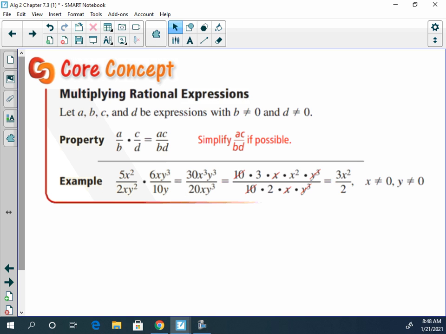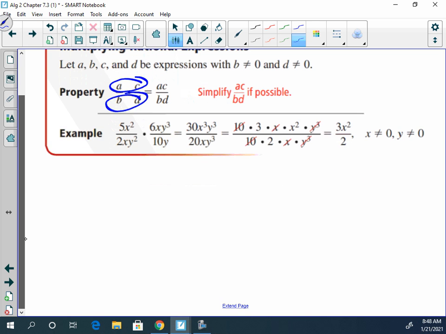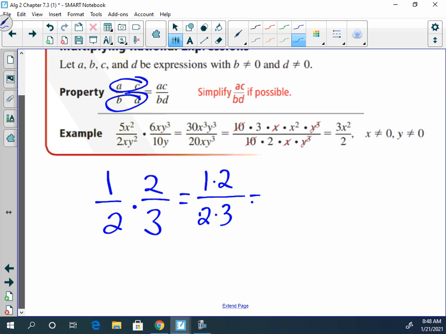Multiplying rational expressions. So if I multiply two fractions, a over b times c over d, well, we multiply the numerators together and the denominators together. We multiply straight across. That's what we did with fractions, yes? Because if we did 1/2 times 2/3, well, what would we do? We would do 1 times 2 and 2 times 3, yes?